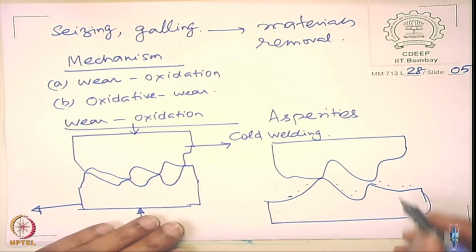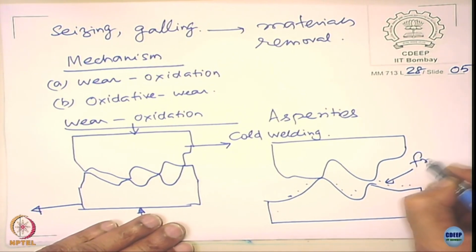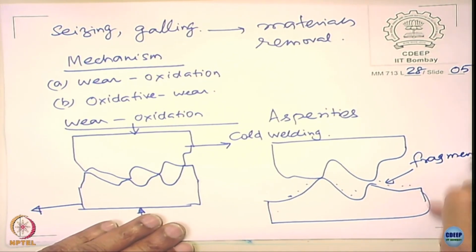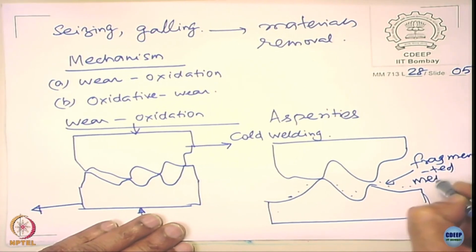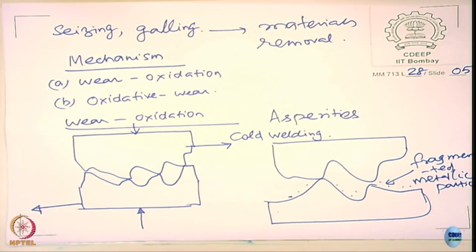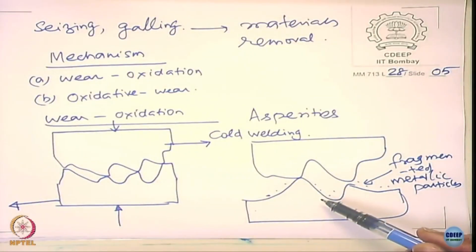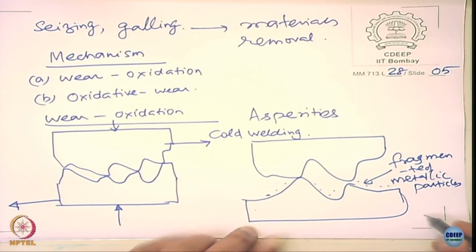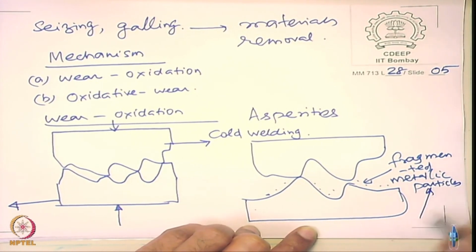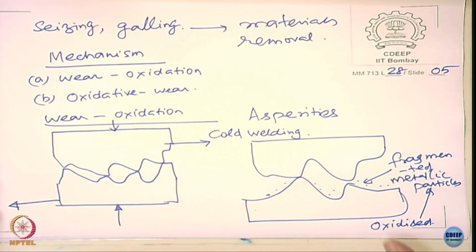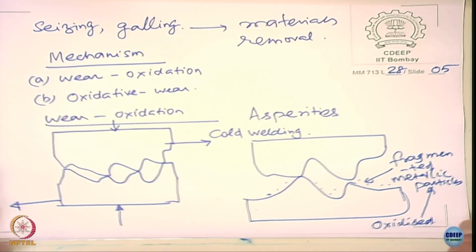What are these? These are fragmented metallic particles. When we have very fine fragmented particles and the surface is very reactive, they all get oxidized. This is the one mechanism, okay.